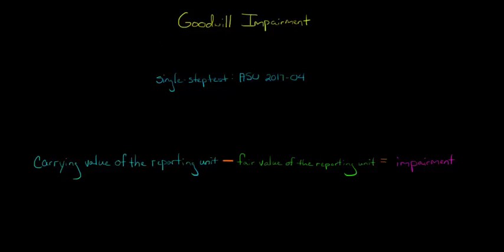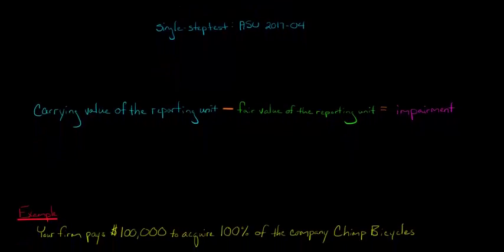We're going to take the carrying value of the reporting unit. Okay, so that's the value on the balance sheet. And then we're going to subtract the fair value of the reporting unit. And if that amount is greater than 0, then we're going to have a goodwill impairment. So that's a little abstract. Let me give you an example, and it's actually quite simple.